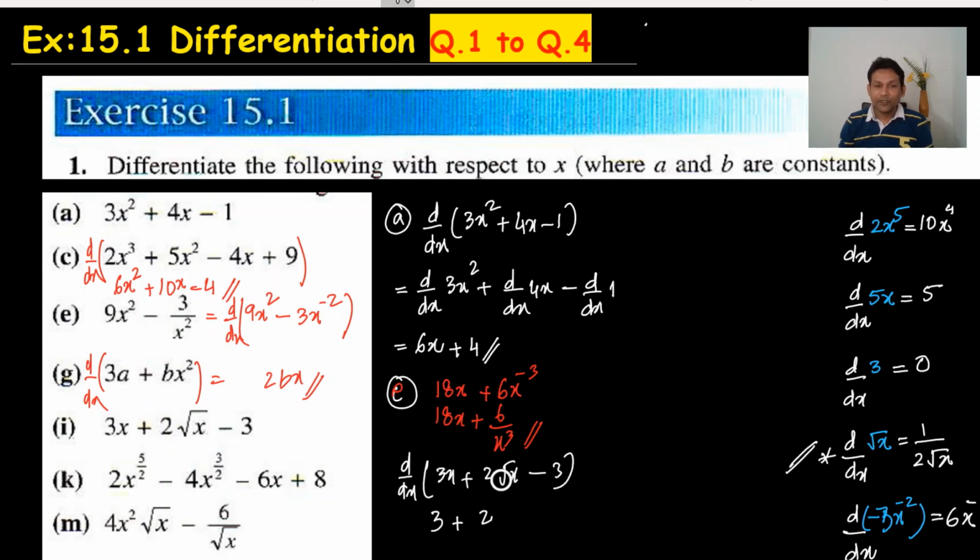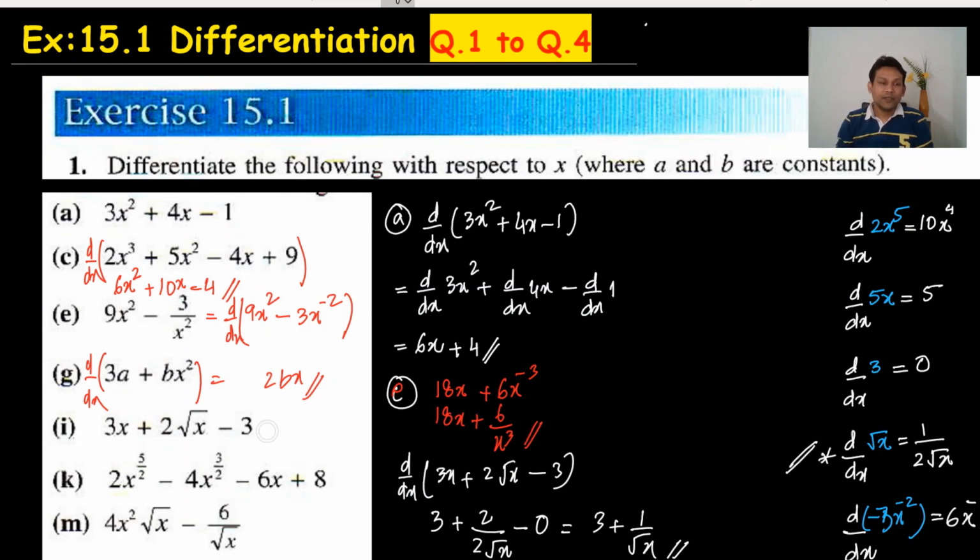I told you the derivative of under root x is 1 upon 2 under root x. So I will write 2 under root x as 2 upon 2 under root x. This 2 will not be changed, anything that happens will be on this, and this will become 0. This 2 and 2 cancel out. So the final answer is 3 plus 1 upon under root x, and this is the way.